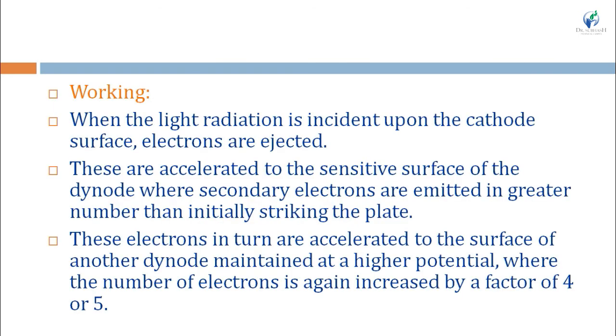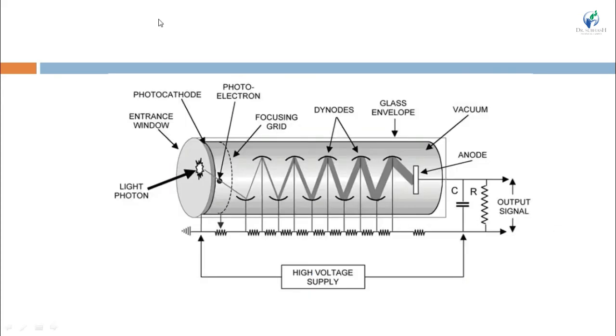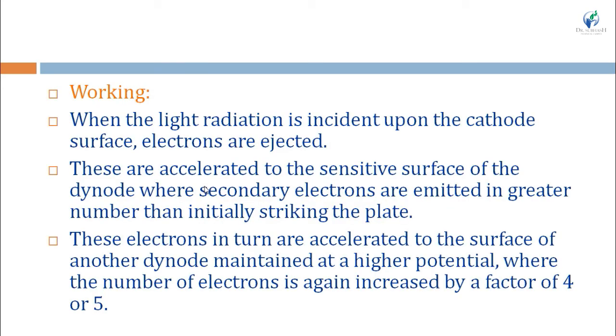Now, working. When the light radiation is incident upon the cathode surface, electrons are generated. Passing through the focusing grid, these electrons are accelerated to the sensitive surface of the diode. Means secondary electrons are emitted. Means for each striking electron, 2 to 5 electrons are emitted. Right? So they are emitted in greater number than initially striking the diode.